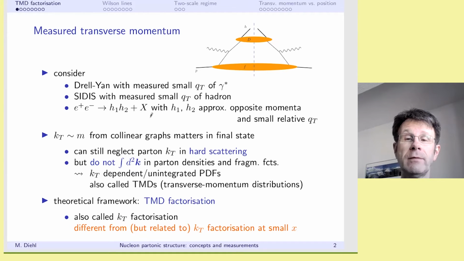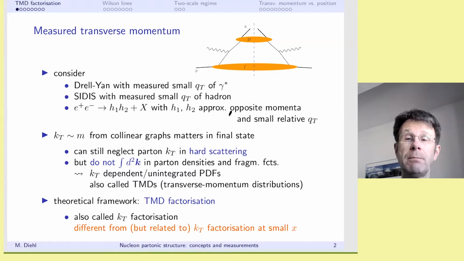So a process where two such fragmentation functions would come in is the e plus e minus annihilation into two measured hadrons which have approximately opposite momenta with a small relative QT. Then the underlying factorized process here is that you have a virtual gauge boson going into QQ bar, and the QQ bar, each of them hadronize into a hadron, and as usual, you have the remainder of the final state, and in this case, you have two fragmentation functions.